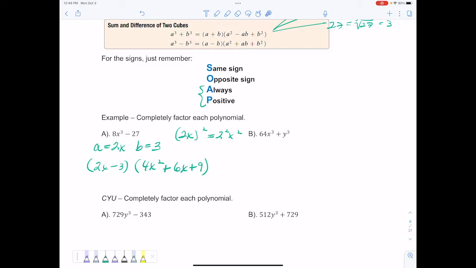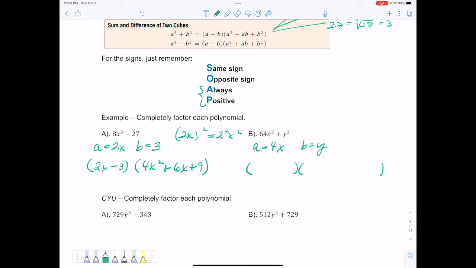For our last one, let's look at a sum of 2 cubes. So 64x cubed is a perfect cube because I can take the cube root of 64. I can also take the cube root of x cubed. So the cube root of 64x cubed is just 4x because 4 times 4 times 4 is 64, and x times x times x is x cubed. And then the cube root of y cubed is just y, because y times y times y is y to the third.